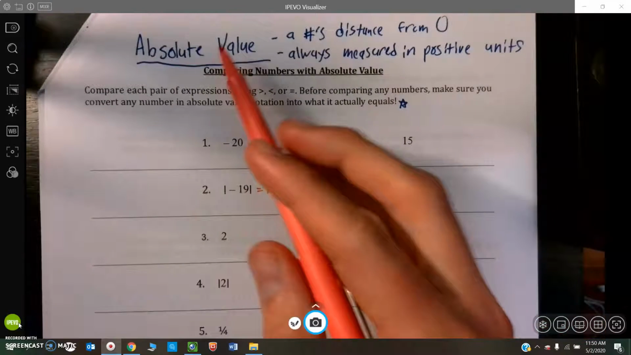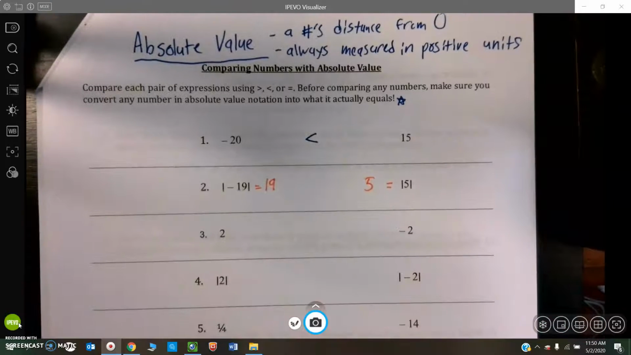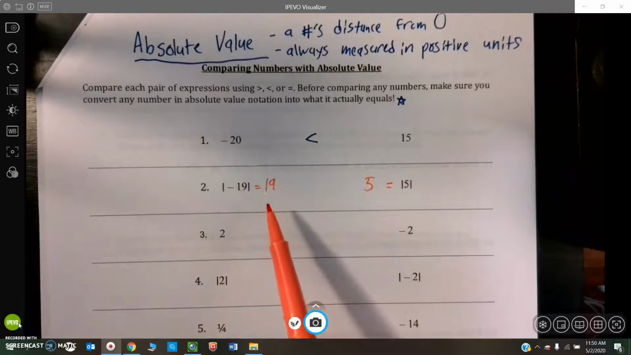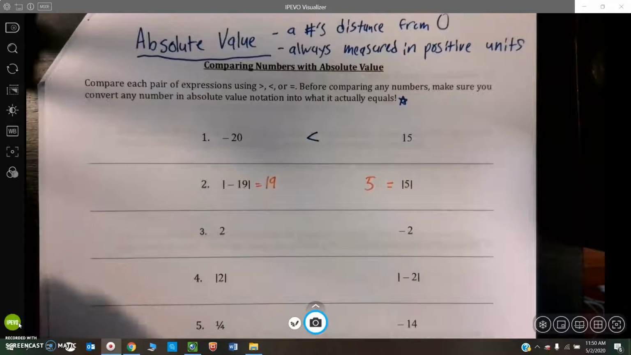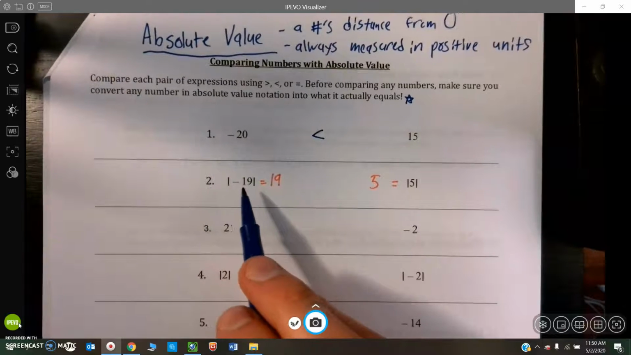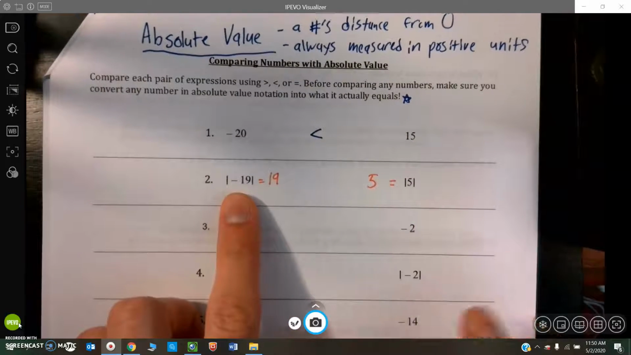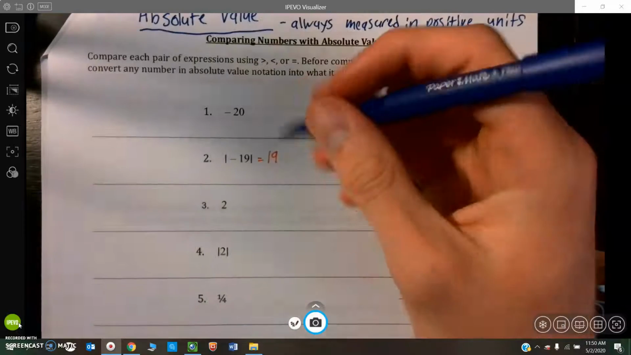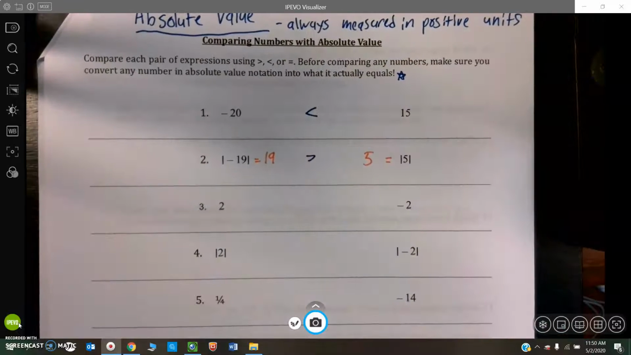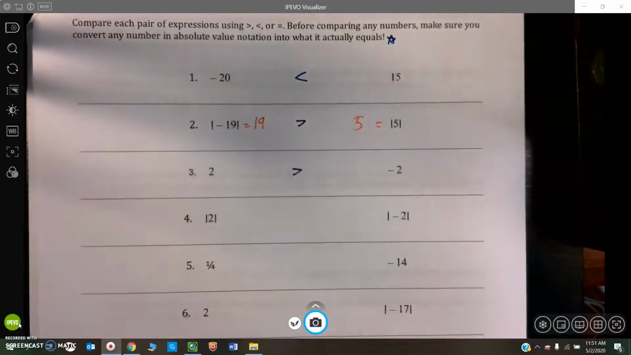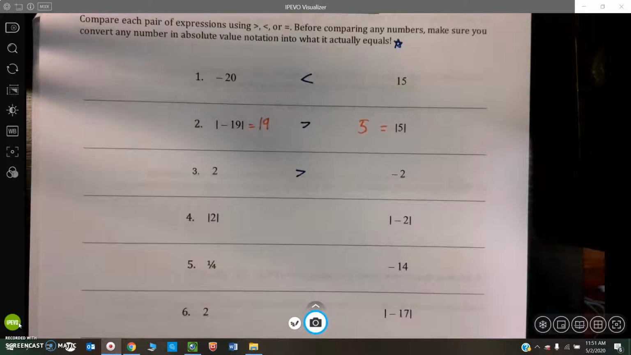So once again, whenever we talk about absolute value, it's always measured in positive units. So when we're talking about negative numbers and their absolute value, it becomes positive. Positive numbers will just stay positive. And so as we can see, we would initially have thought this was less. If it was just negative 19 and 5, this would be less. But because it was the absolute value of both of those numbers, this was actually the larger one. All right, for number 3, we have 2 and negative 2. Well, 2 is larger. Once again, positives are always larger than negatives.